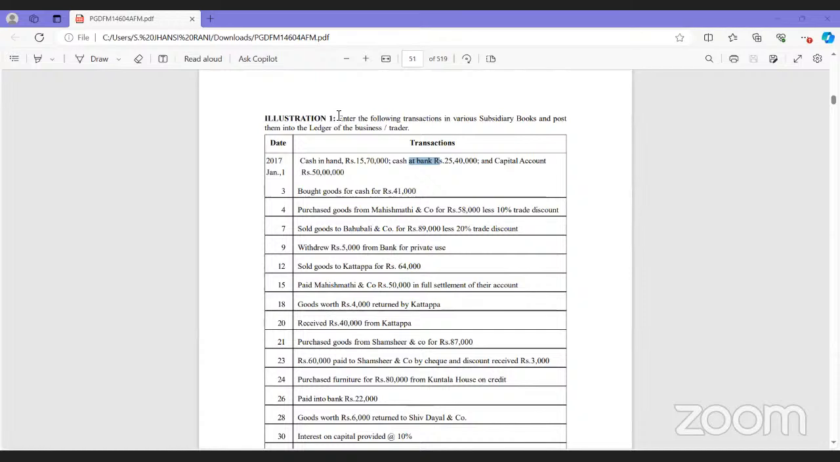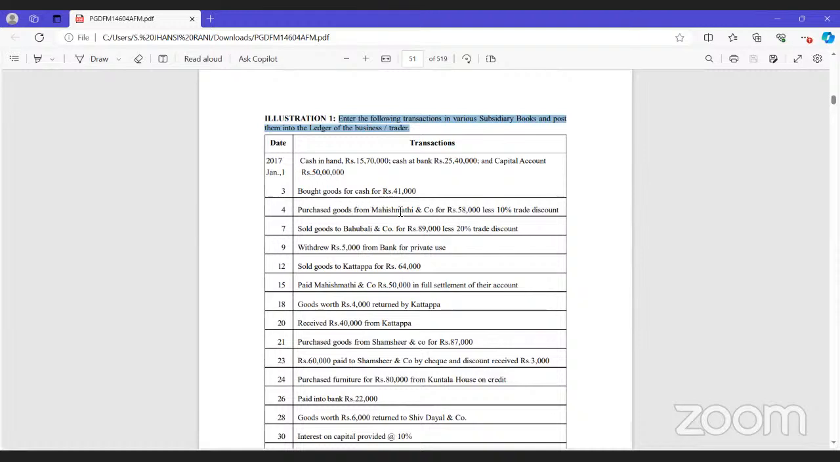Enter the following transactions in the various subsidiary books and post them into the ledger of the trader. Here they give cash in hand, cash at bank and capital account. For capital account it's different. So we take only the cash book, only cash transactions. So here cash is there in hand, cash at bank, and also capital, meaning cash is coming into the business, that is 50 lakhs.